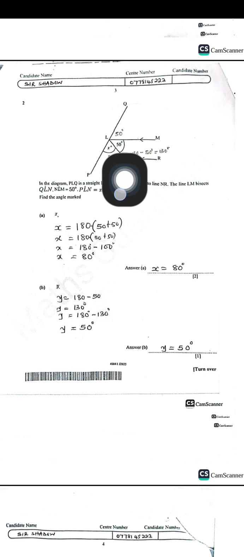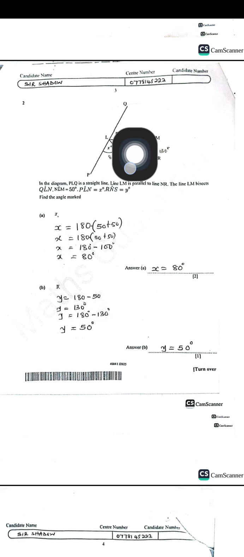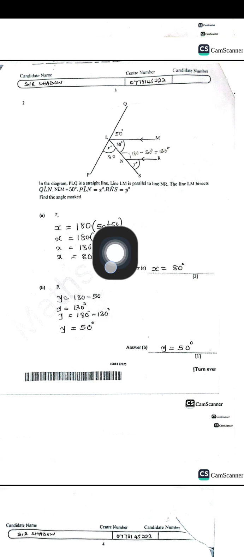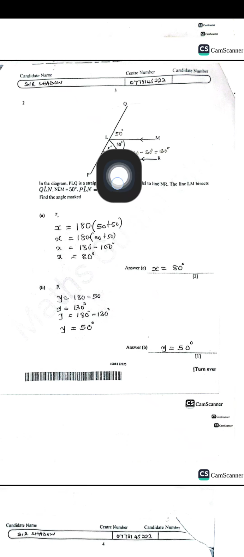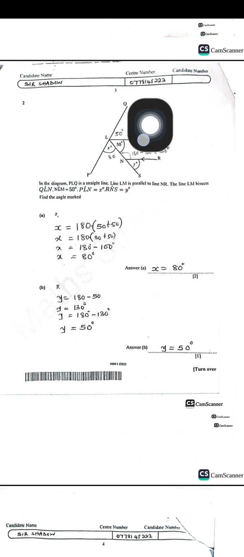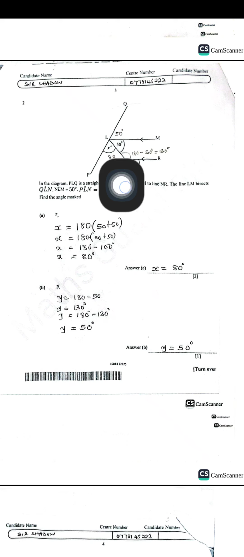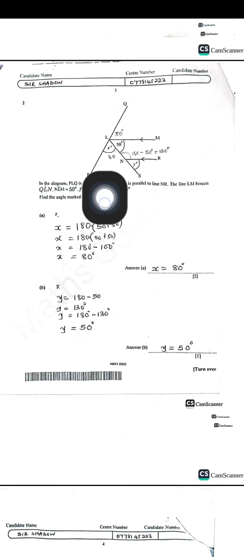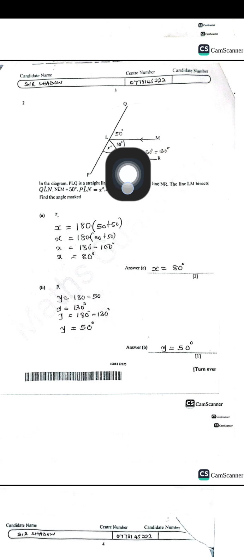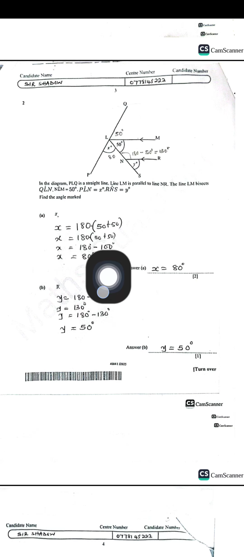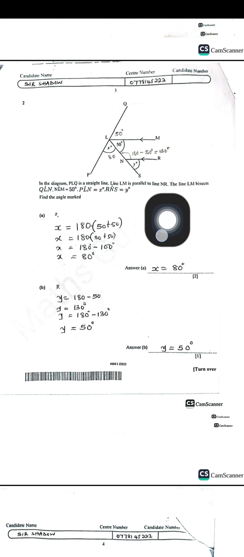Then right here we have x. Why? Because 50 plus 50 is 100, from 180. Why? Because this is a straight line. We're told that PLQ is a straight line. So 50 plus 50 plus x should be equal to 180. So 180 minus 100, we get x is equal to 80, right? Which is right here. x is equal to 80 degrees.